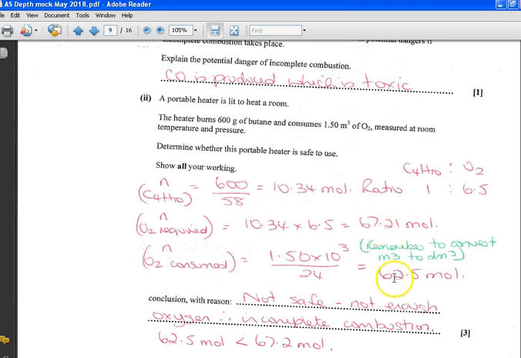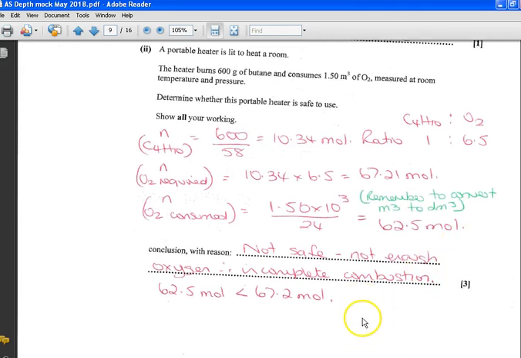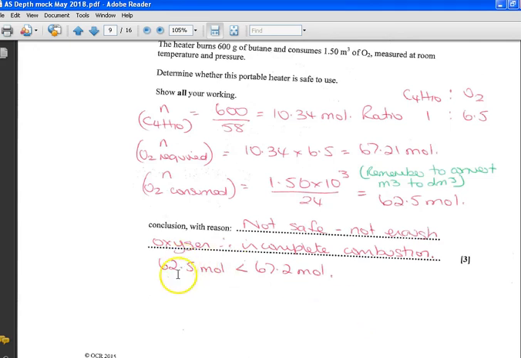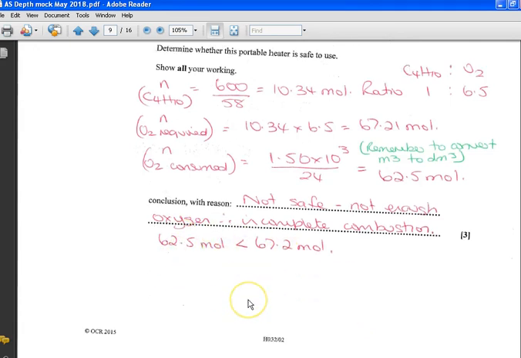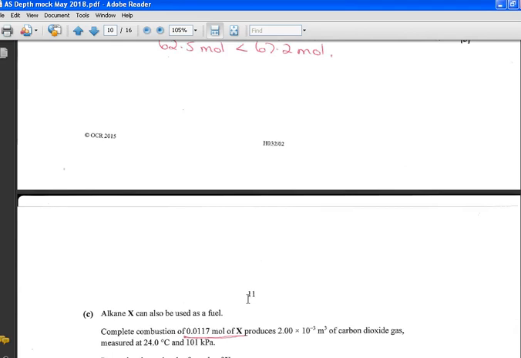So then when we compare the two, we can see that we haven't got enough oxygen here. We need that much, and we've only managed to burn 62.5. So therefore your heater is not safe. You've got incomplete combustion because 62.5 moles is less than 67.2.